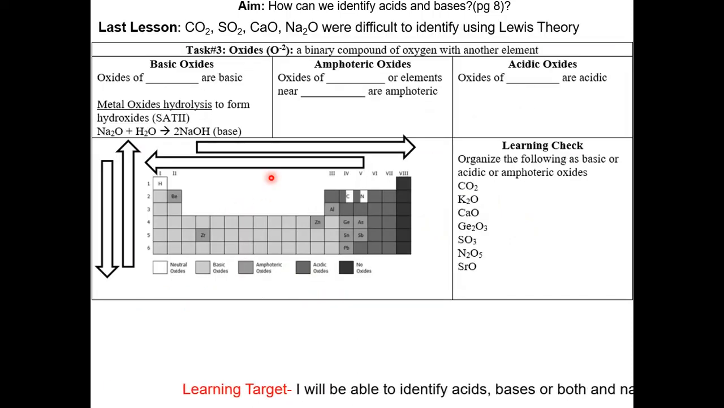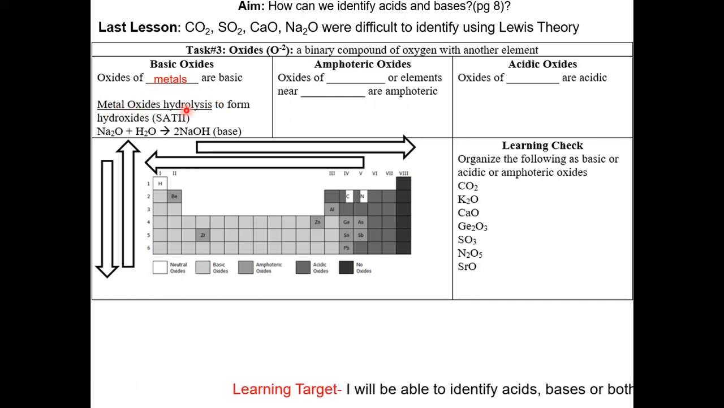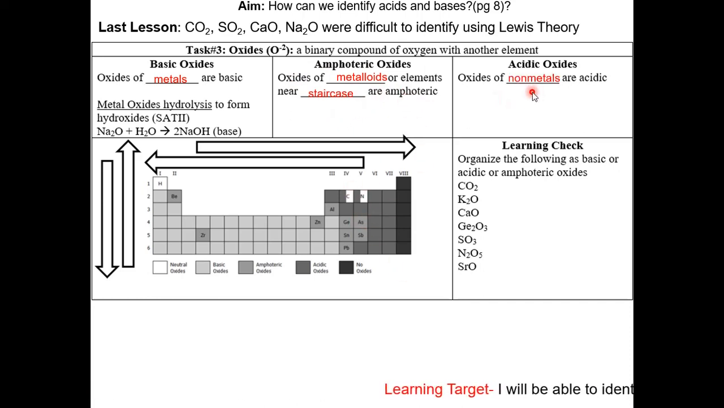Here's another way to identify Lewis acids and bases in oxides. Oxides are binary compounds of oxygen with another element. Treat these as guidelines because there will be exceptions. Basic oxides are oxides of metals that are basic. If a metal is bonding with oxygen, then the compound is considered a Lewis base. Metal oxide hydrolysis, which is when a metal oxide reacts with water, forms hydroxides, which is considered a base as well. Amphoteric oxides are oxides of a metalloid or elements near the staircase in the periodic table. Acidic oxides are oxides of nonmetals.